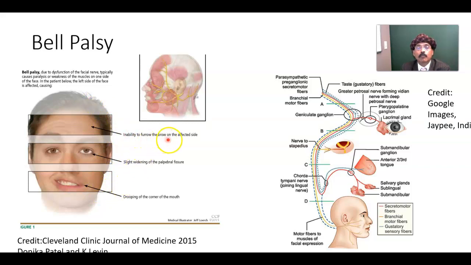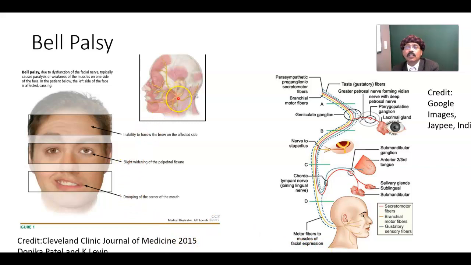Inability to furrow the brow on the affected side, slight widening of the palpebral fissure, so there may be lacrimation, there may be dryness, both are possible, drooping of the corner of the mouth and loss of the nasolabial fold here. That is lost. So we got the Bell's palsy features.